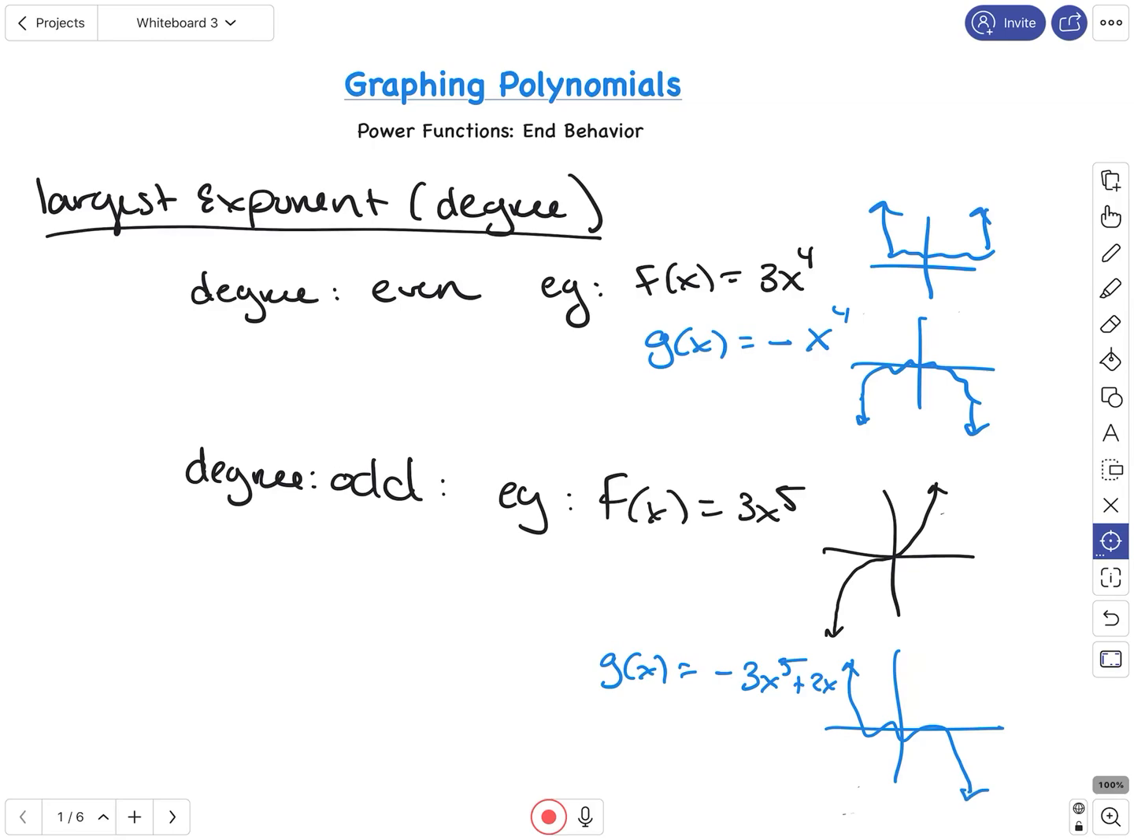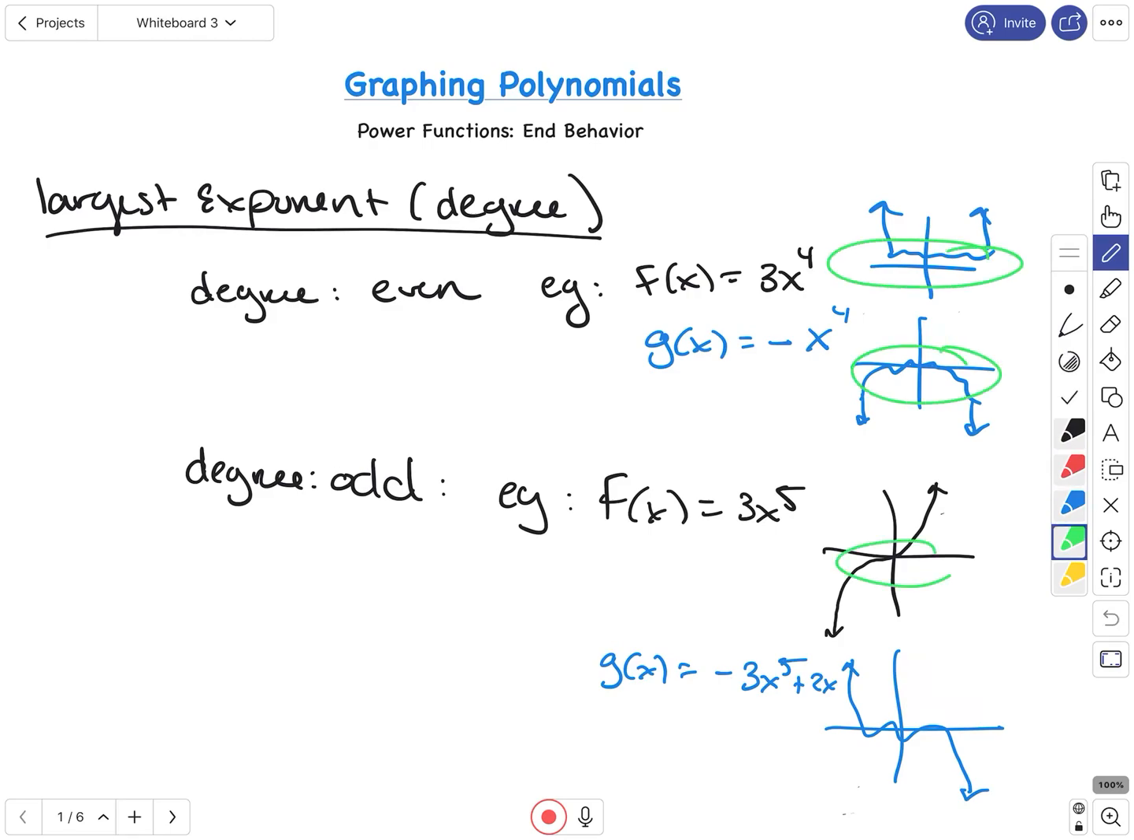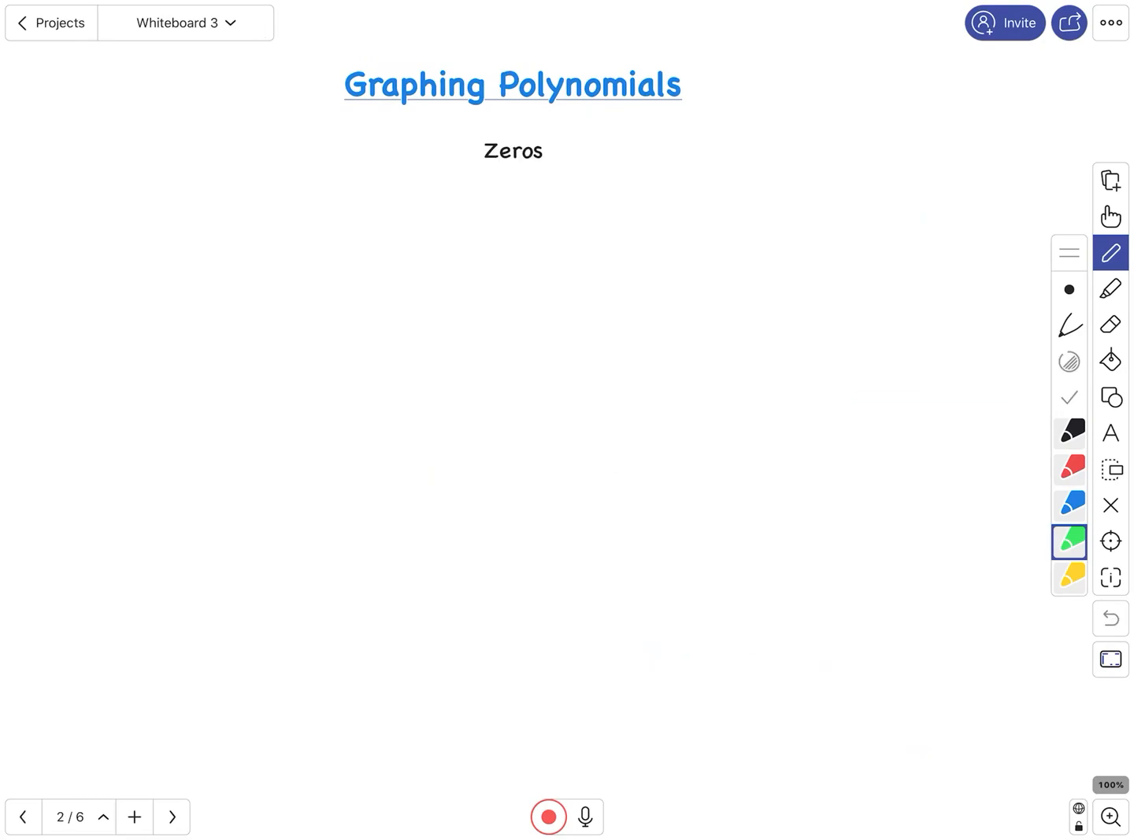Okay, you're probably asking, well, what about all this stuff in the middle? What about these unknown areas in the middle here? So the second part of graphing polynomial functions, before we can do an example, is finding what we call the zeros. The zeros of a polynomial is really just another word for the x-intercepts.